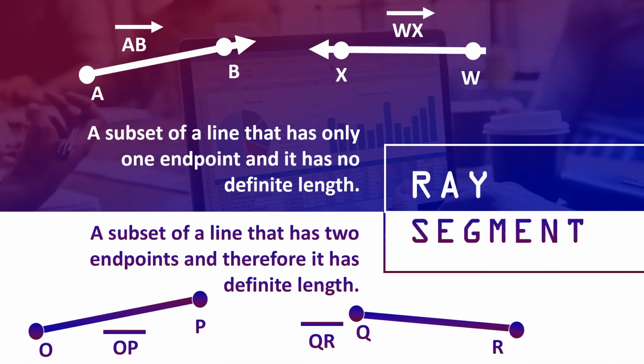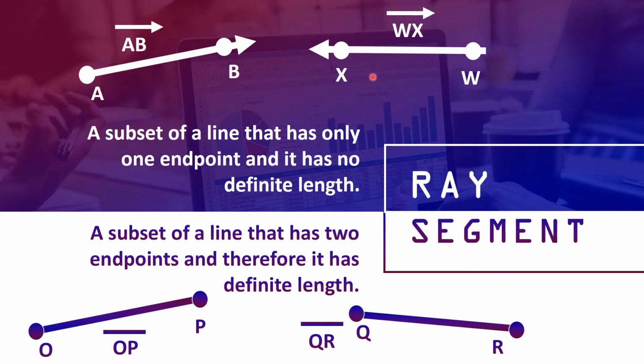Now, how do we write the name of the ray? When we say ray, it is a subset of a line that has only one endpoint and it has no definite length. When we name a ray, we start with its endpoint, then the next point in our given figure. So for this ray, we name it as ray AB. Take note, this is the notation symbol for ray. We have here the points A and B. Then there is a symbol for ray above AB. So we name it as ray AB.